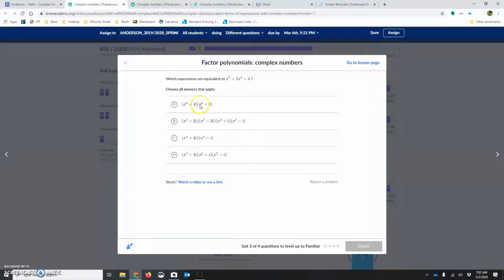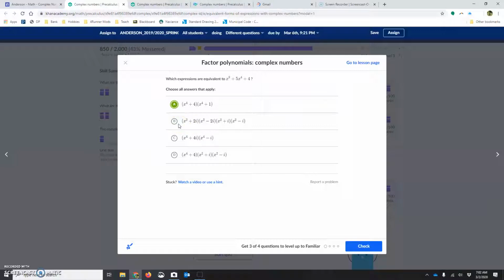So you're doing x^4 times x^4 is x^8, and 4 times 1 is 4, and then 1 times x^4 is 1x^4, and 4 times x^4 is 4x^4, that'll give us 5x^4. So A is the correct answer. There's likely other options, one at a time.